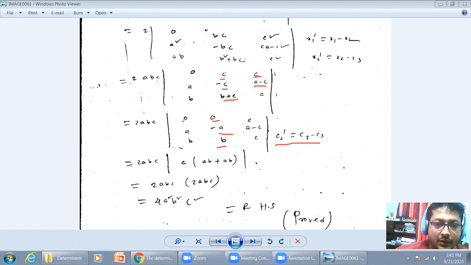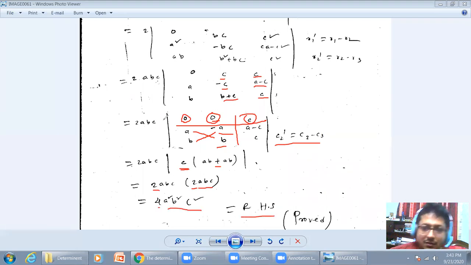Now this part is zero and this part is zero, only this part is non-zero. So we take only this part, with c and a, b: minus minus plus plus ab. ab plus ab, that means twice ab into c, twice abc. So 2 into 2, 4a²b²c². This is the right hand side, proved.